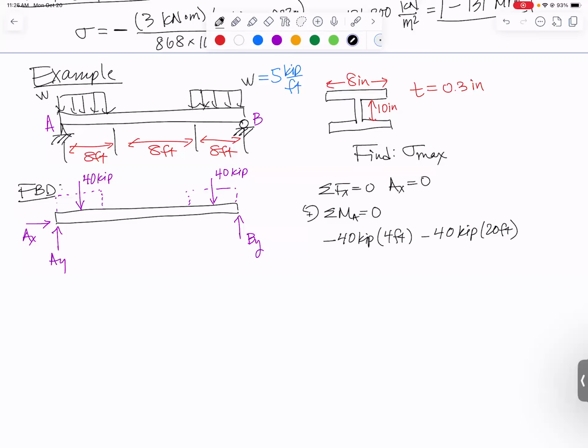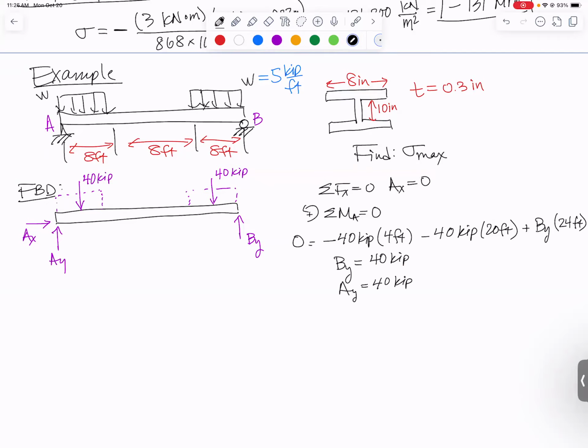And finally, to counteract those, I'm going to have a counterclockwise moment caused by BY, and its distance away should be 24 feet. Those all have to sum to 0. And so we solve for BY. BY comes out to be 40 kips. And then by summing forces in the Y direction, you will find that AY is also 40 kips. Nice symmetric beam, same load on each end.